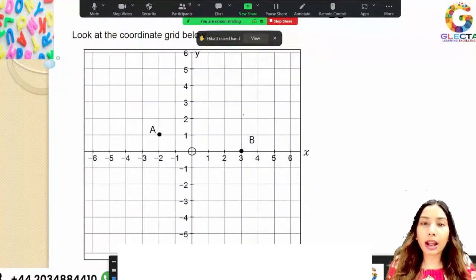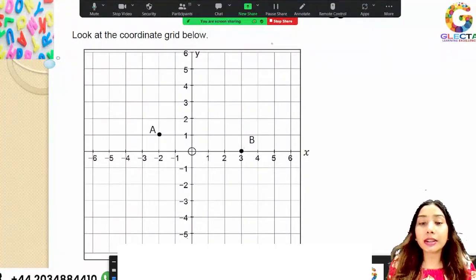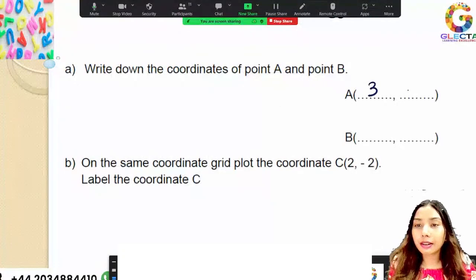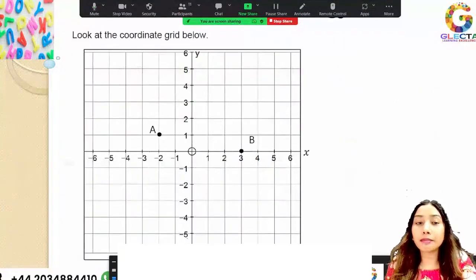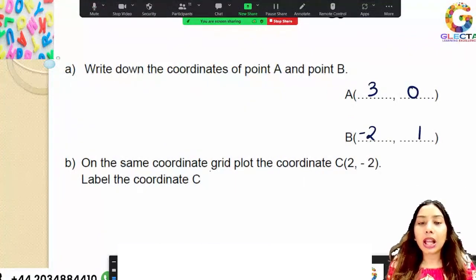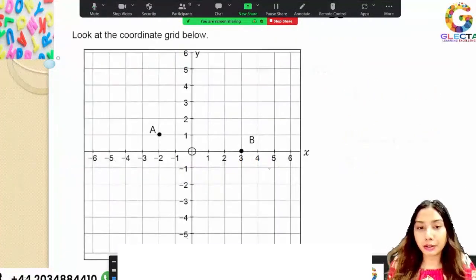Okay, so I hope everyone got it. B coordinate is going to be 3, 0, right? So I'm going to write it there. And A coordinate is minus 2 and 1. Now, this is the plotting question. Like, we need to plot 2, minus 2. Who will do it on the screen?